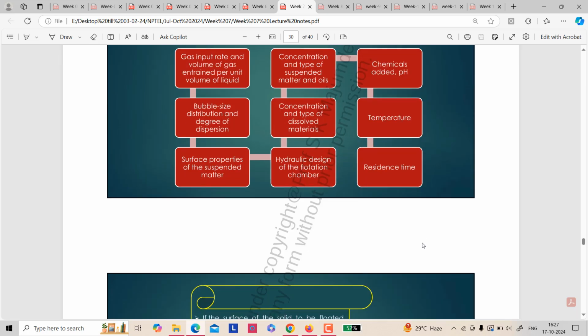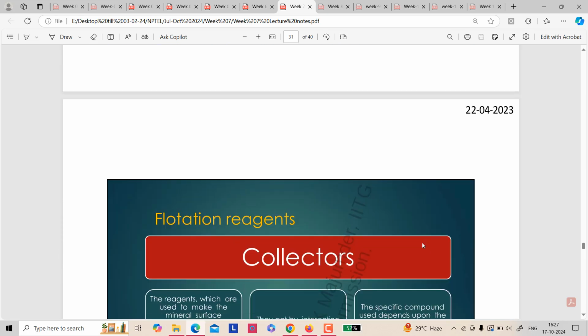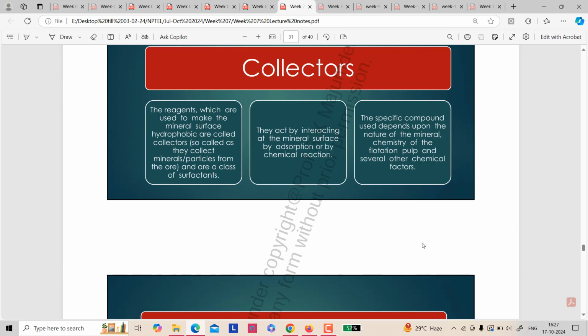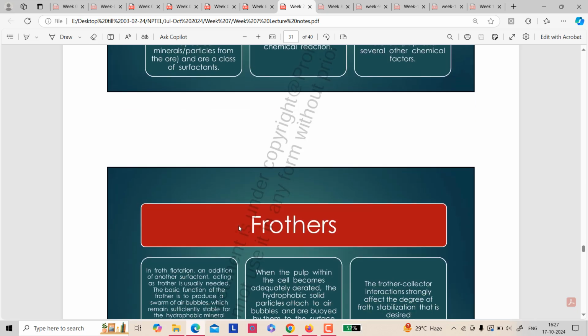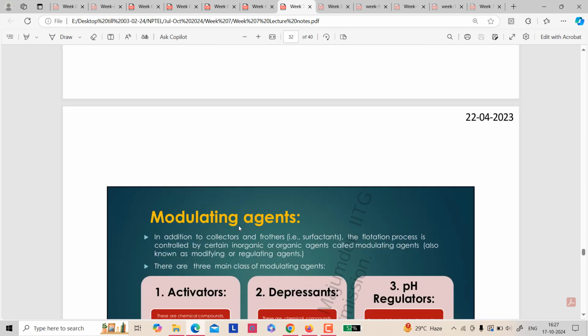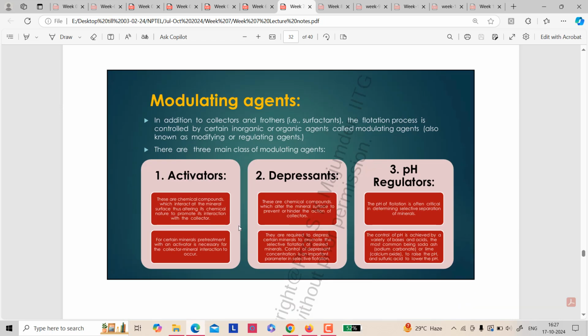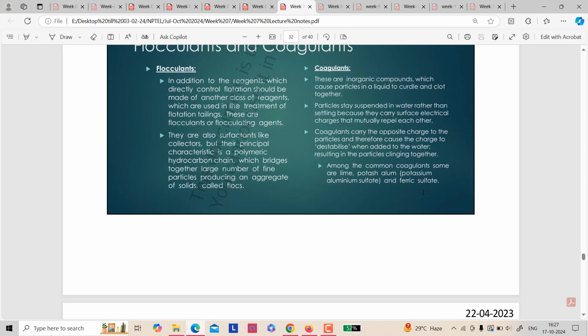Okay, so these are some designs. These are the collectors. Collectors are those which are used to make the mineral surface hydrophobic. Some activators are also given, depressants are also given, and pH is also maintained in the case of froth flotation.